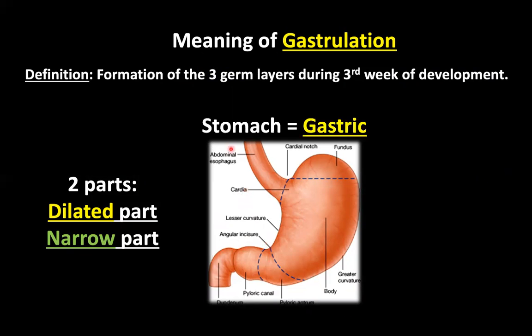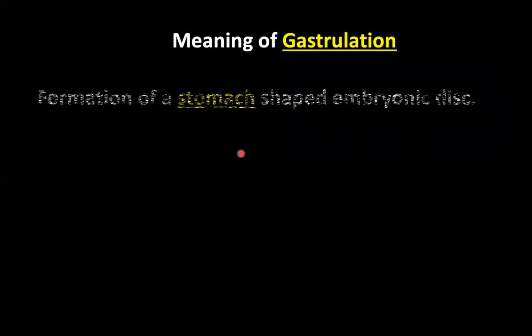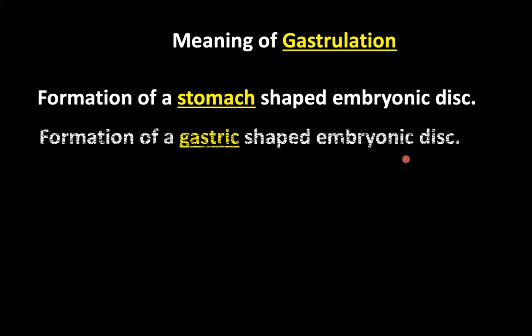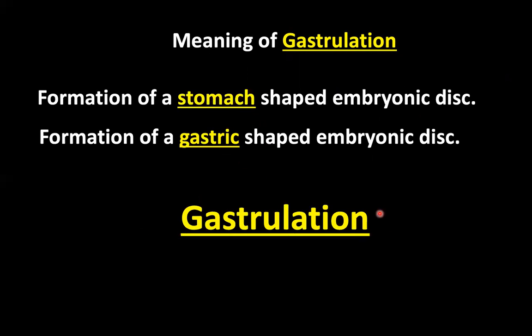And guess what? Stomach, when you have this term in Latin, it's called gastric, if you want to describe a stomach. So, formation of stomach-shaped embryonic disc. This will be your description if you are a scientist in the 60s or 50s of the last century, trying to describe the embryonic disc. In other words, formation of a gastric-shaped embryonic disc, or gastrulation.